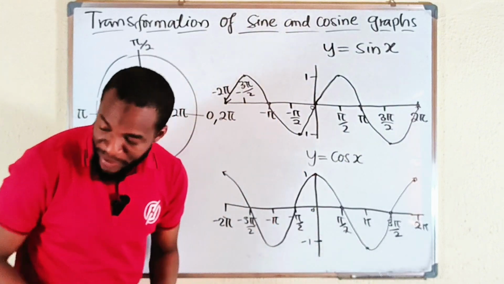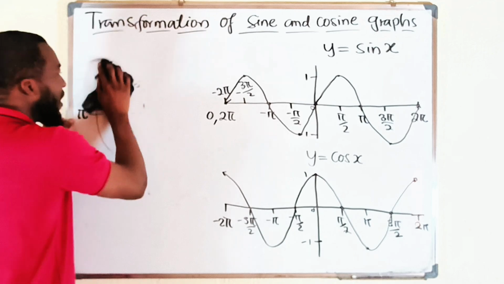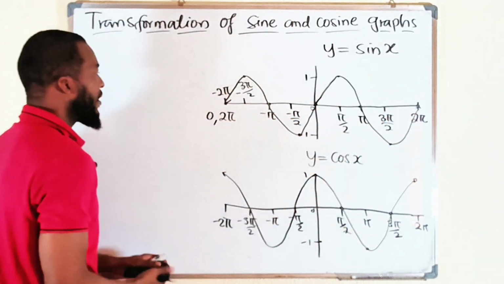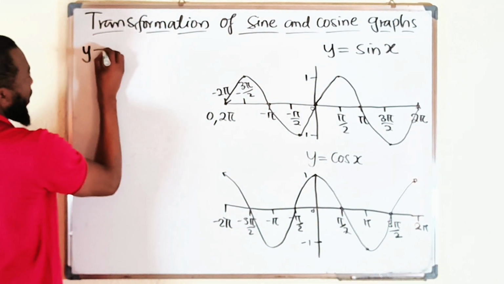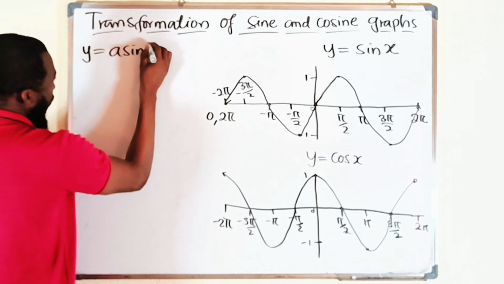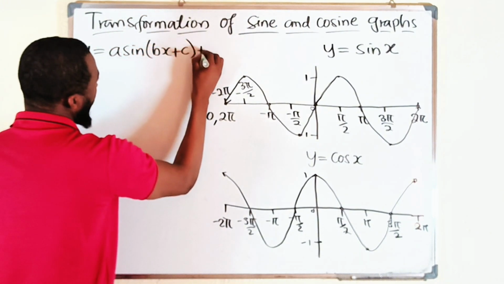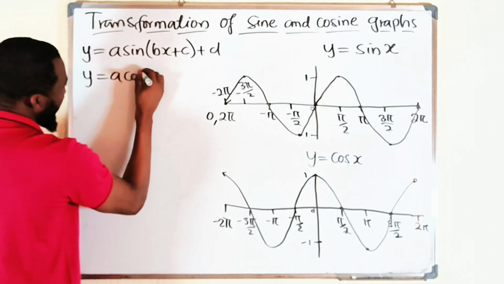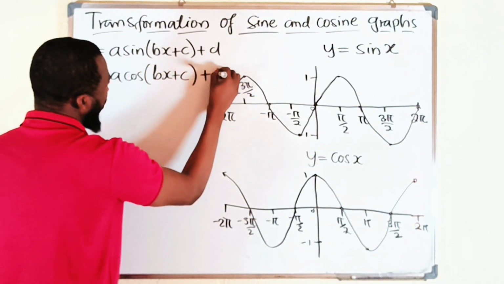the mother functions? Because the general form will be like this. And I'm going to concentrate only on the right-hand side because I don't have much space. All my graphs will be from here to the other side. The general form of the sine function will be y equals a sine of bx plus c, plus d. This is the general form. y equals a cosine of bx plus c, plus d.